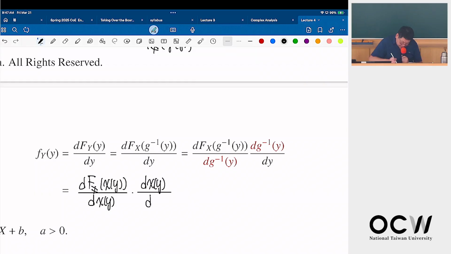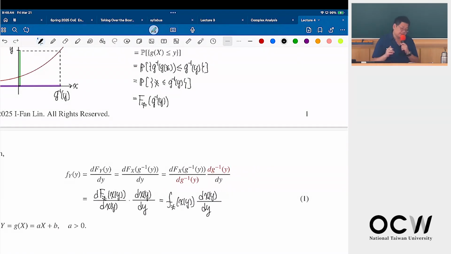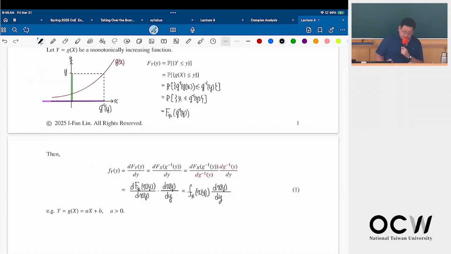And then the second term, g inverse of y means x of y, right? So this is the PDF of x. We have the PDF of x times the derivative, and we have this as equation 1. So now let's see an example.